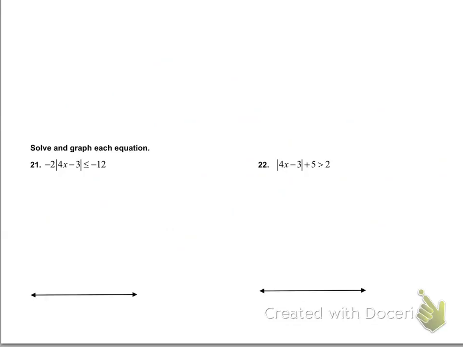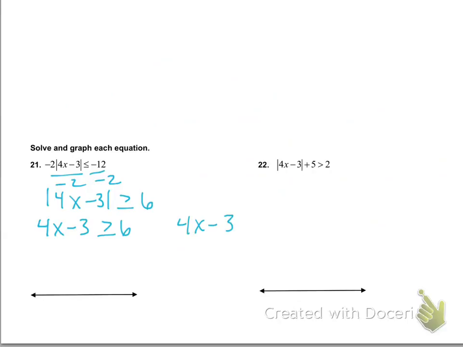Okay, solve and graph. So first I need to divide by negative 2 because I need to get rid of the things by my absolute value first. When I divide by a negative, it flips my sign. Negative 12 divided by negative 2 is a positive 6. Now I can go into my split. So 4x minus 3 is greater than 6, so my original, and 4x minus 3, flip my inequality sign. We're going to have to add 3 to both.